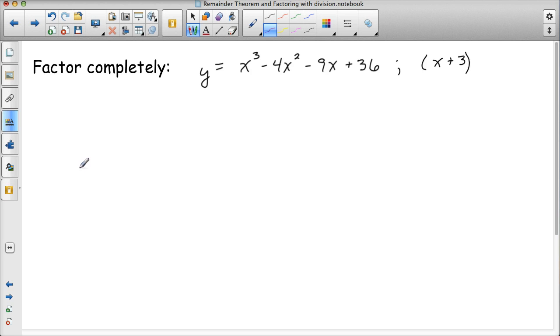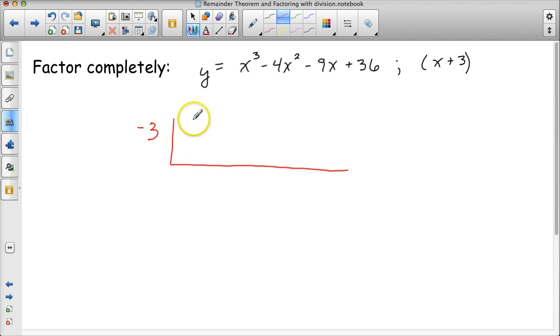So if I use synthetic division or even long division, I know that I'm going to have a remainder of 0. If I don't, then I've done something wrong, or somebody's lied in telling me that x plus 3 is a factor. Let's use synthetic division since it's the easiest way to do it. So we start by using the opposite of 3, or negative 3. And then our synthetic division symbol.